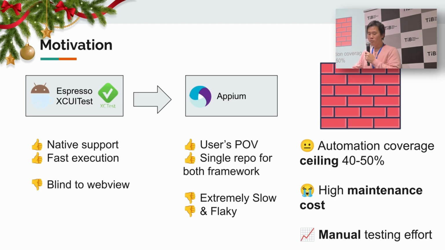Our problem was that we hit an automation coverage ceiling of around 40 to 50% of our regression tests, and it cost us a lot of maintenance. We manage a lot of test cases, and it was a bit hard for us to manage them. We only have around 2 to 3 engineers working on these test cases, and we spent a lot of time updating the tests every time. Whenever there is a new feature, we need to update it again. So it was a lot of effort.